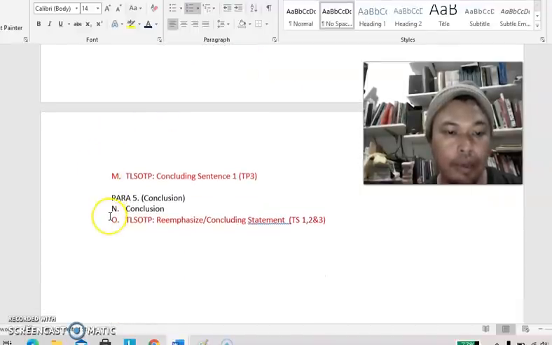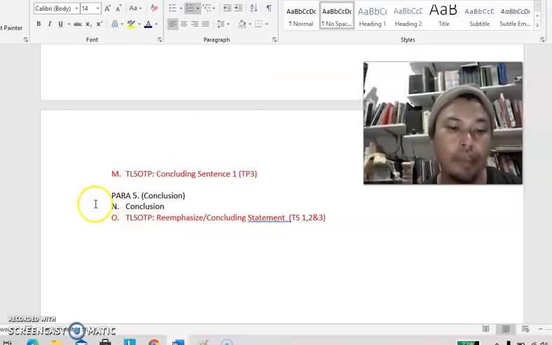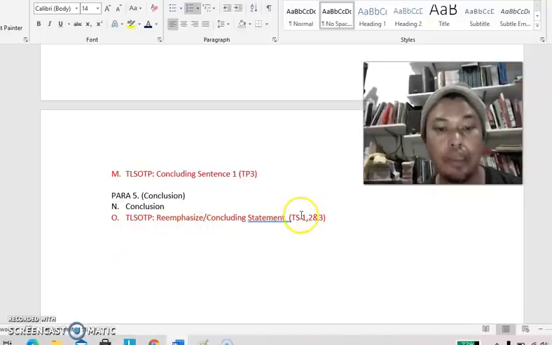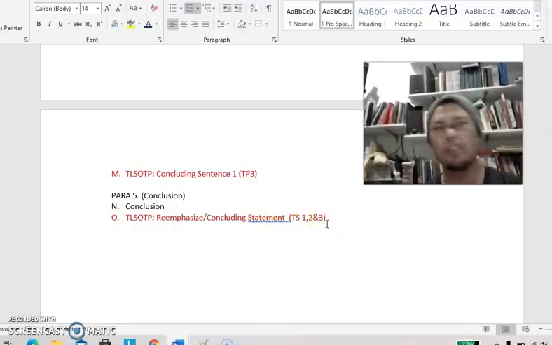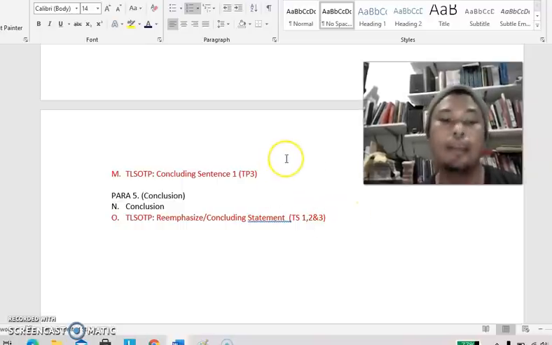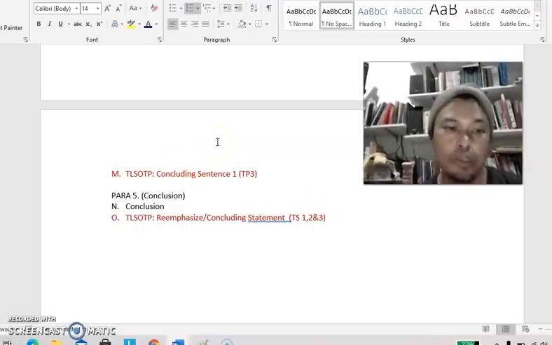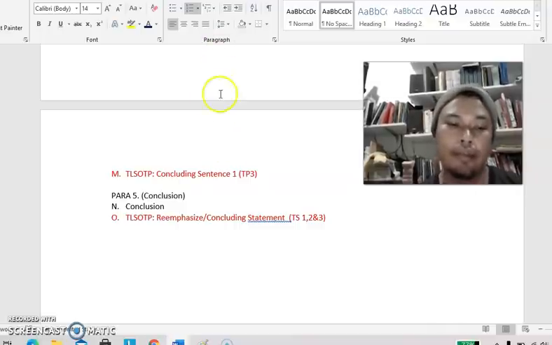The last paragraph is a bit different. In paragraph 5, you conclude, and in the last sentence of the paragraph, you have to mention again what we call the concluding statement. You have to mention again topic sentence 1, topic sentence 2, and topic sentence 3. It's not basically this rigid, but this is basically the way they usually did it in the past. So if you follow this format, it's going to help you somehow, right?